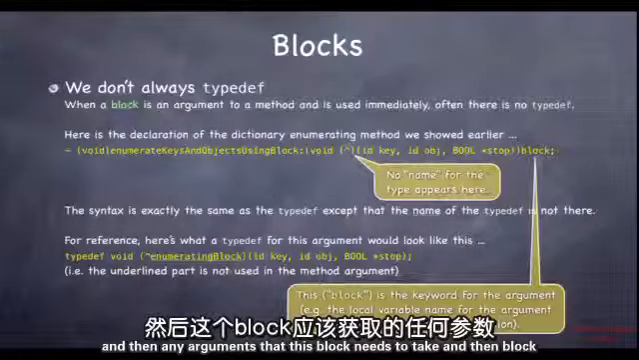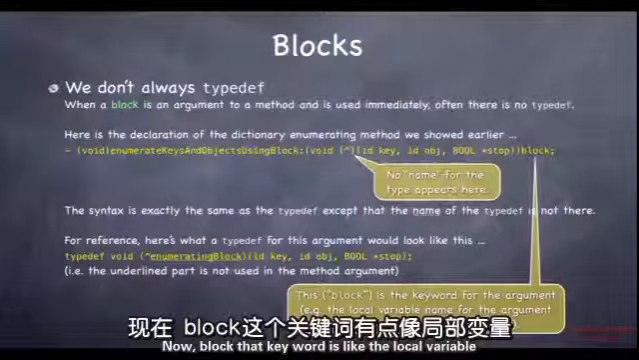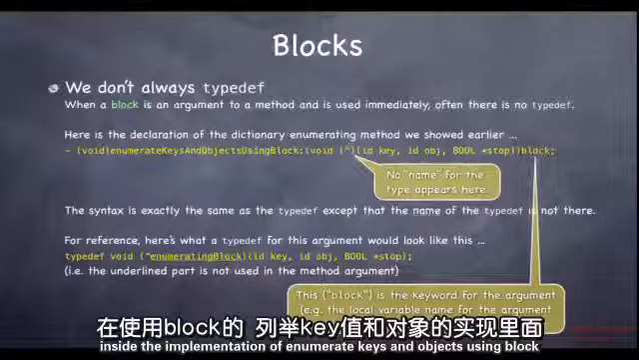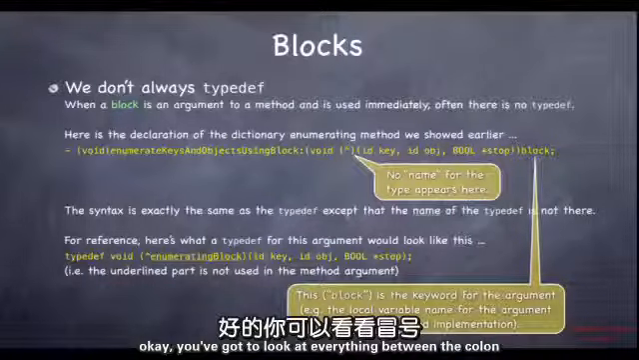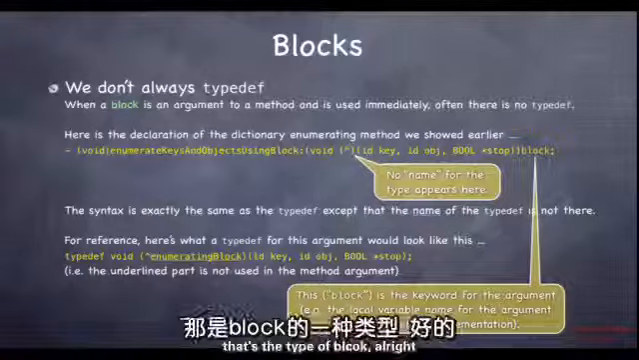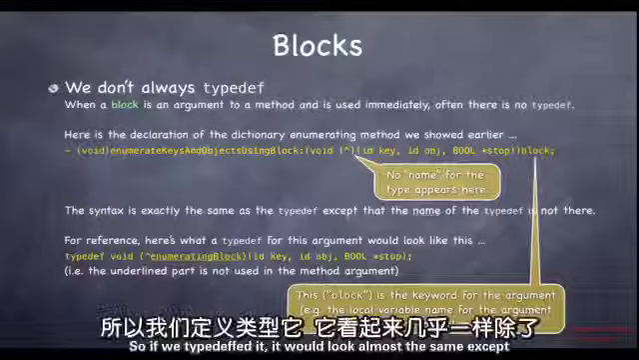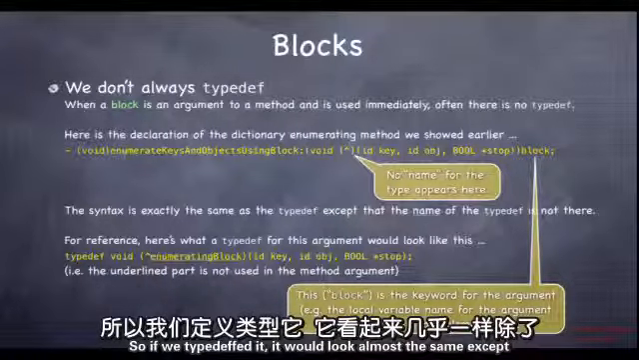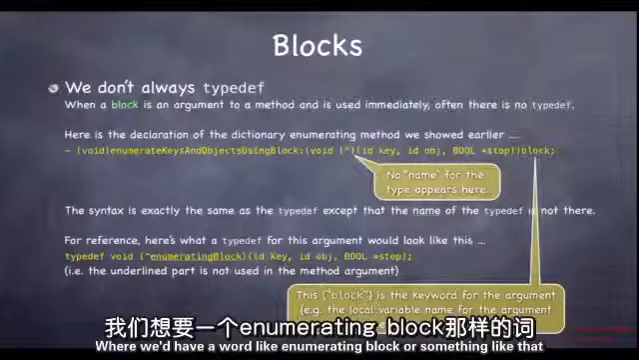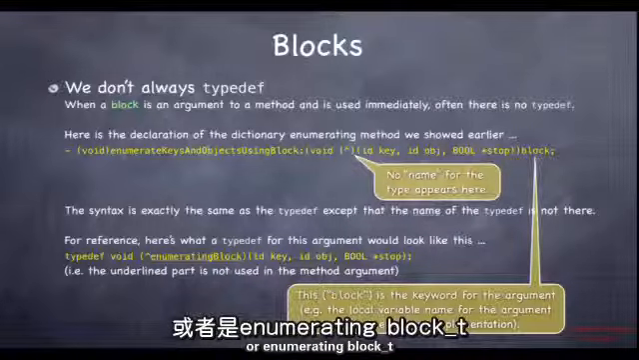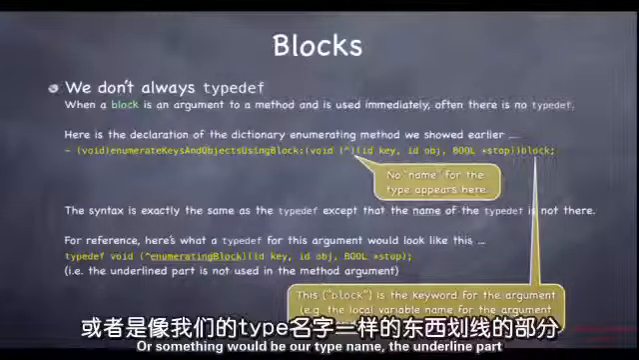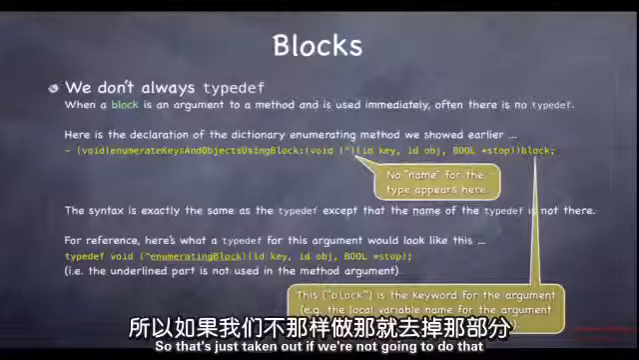And then any arguments that this block needs to take, and then block. Now block, that keyword, is like the local variable inside the implementation of enumerate keys and objects using block. You've got to look at everything between the colon and the start of the word block. That's the type of block. So if we typedef'd it, it would look almost the same, except we'd have a word like enumerating block, or enumerating block underbar T, as our type name, the underlined part. So that's just taken out because we're not going to do that.